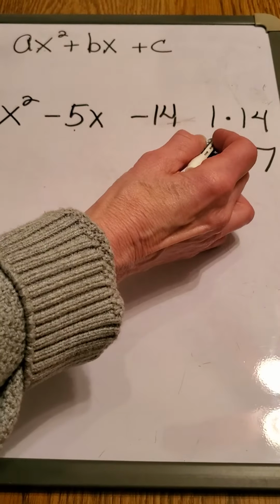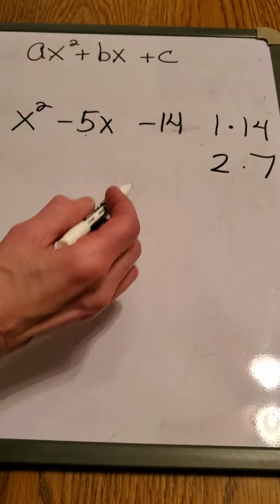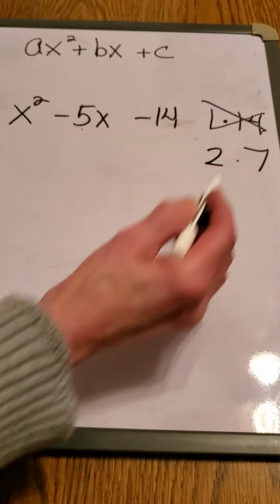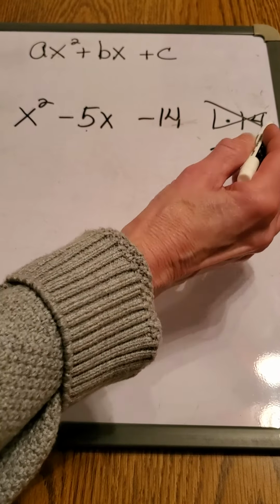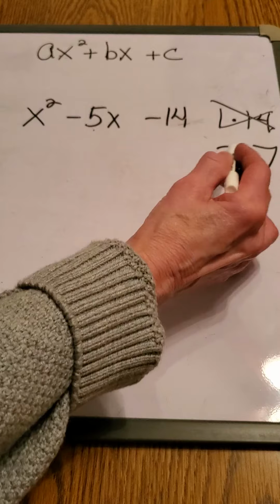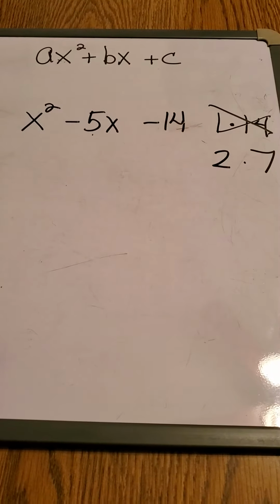I clearly can see 1 and 14, I cannot make -5. So my only option is 2 and 7. 7 must be the negative choice because 2 minus 7 will give me a -5.